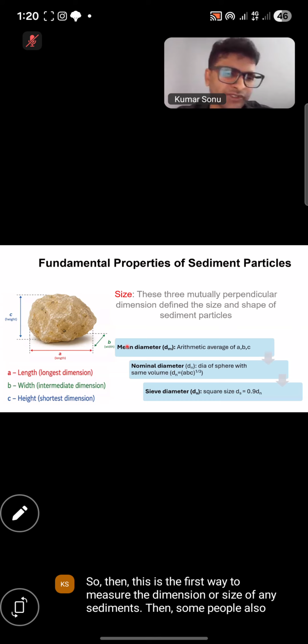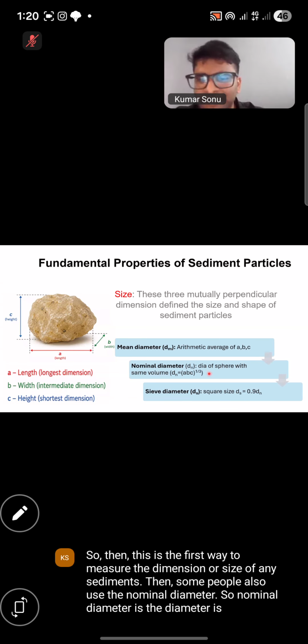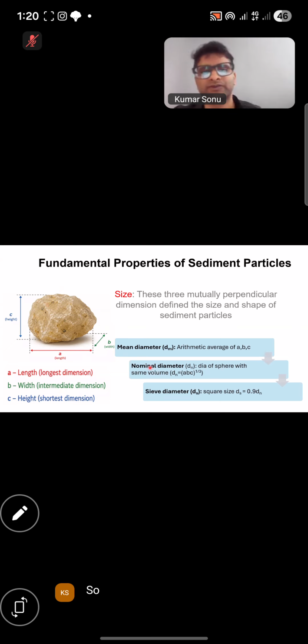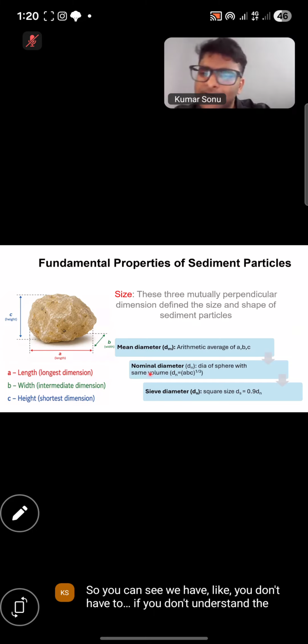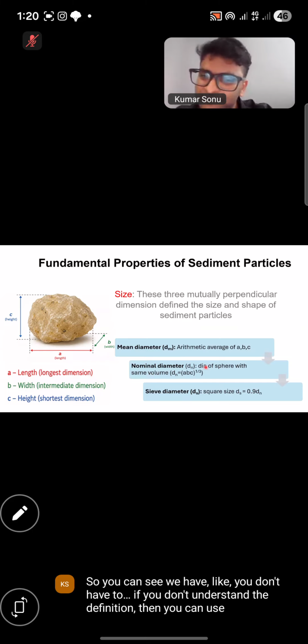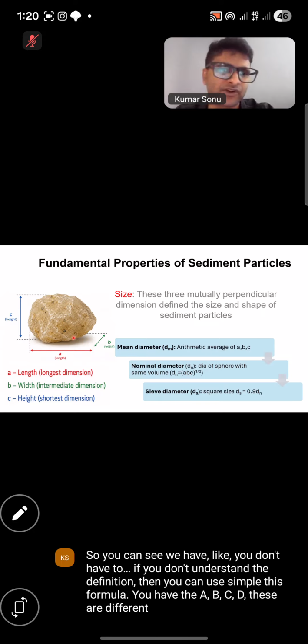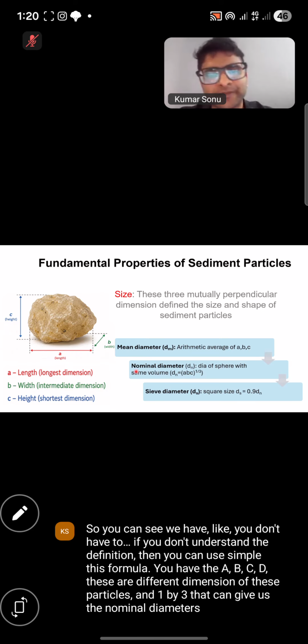Then some people also use the nominal diameter. The nominal diameter is the diameter of a sphere with the same volume as the particle. If you don't understand the definition, you can simply use this formula. We have A, B, C, D, the different dimensions of these particles, and the 1 by 3 power gives us the nominal diameter.